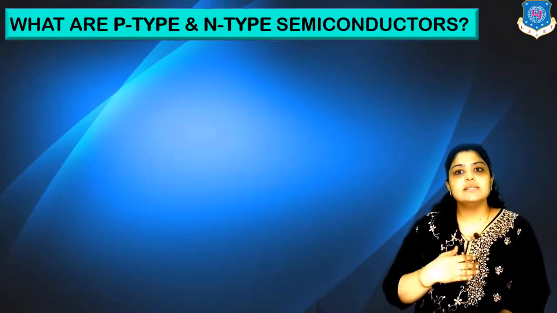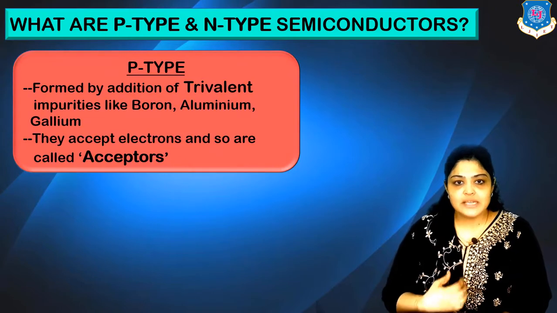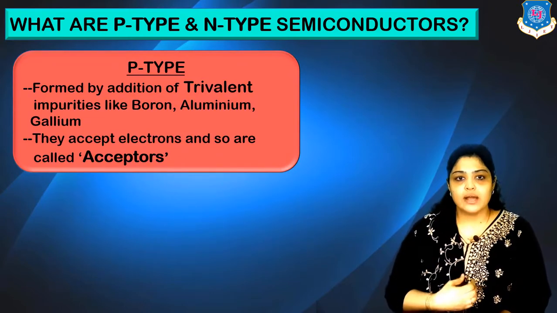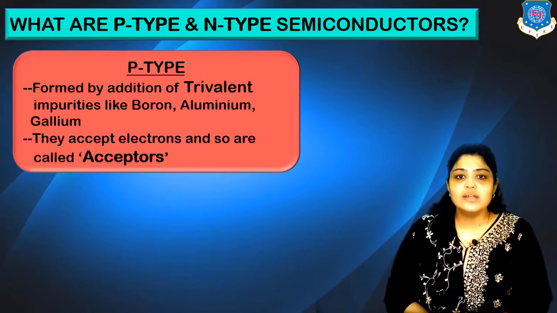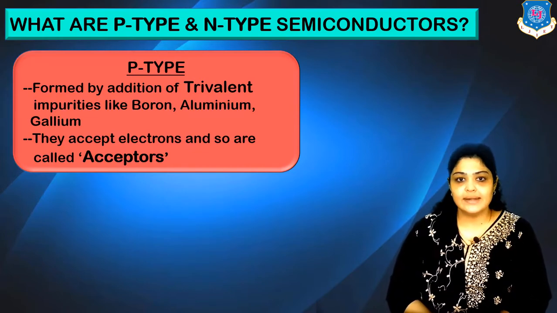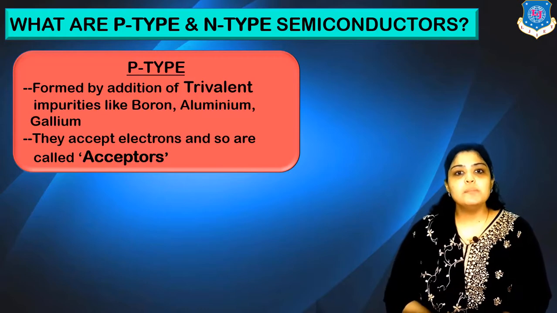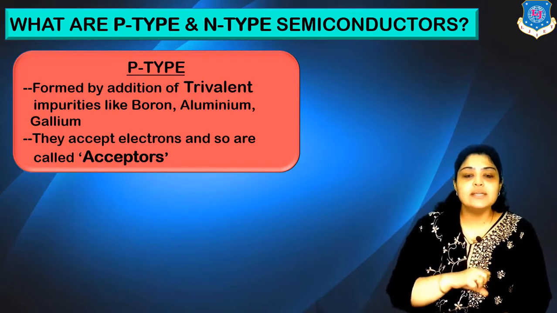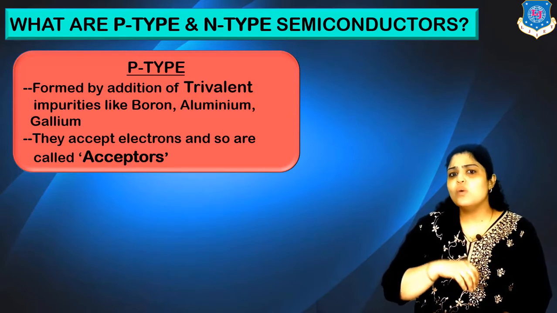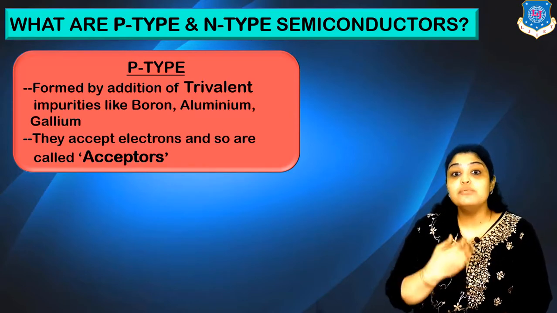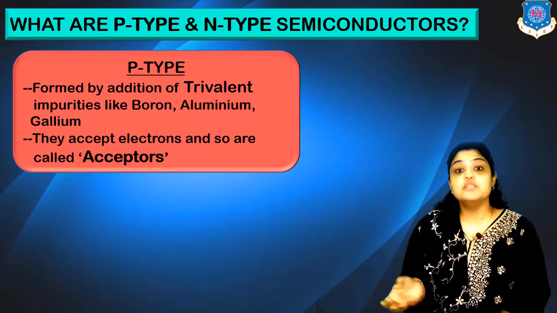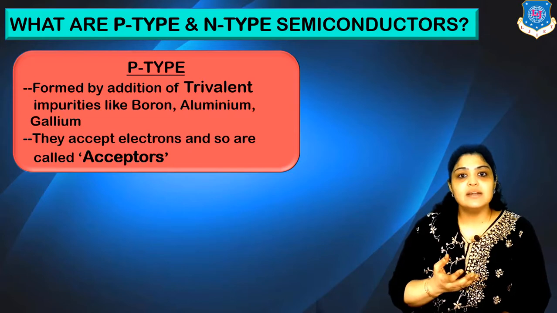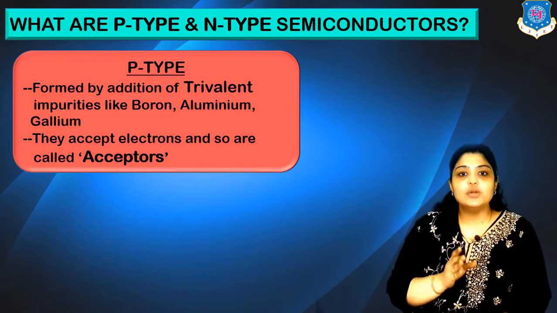Now let us discuss what are p-type and n-type semiconductors. Before we move on to the energy band diagrams, it's important to understand what is a p-type material and what is an n-type material. So if I talk about a p-type material, it is formed if I add trivalent impurities to my semiconductor. Now why is the need of adding impurities to semiconductor? Why do we purposefully make it impure? It's to increase the conductivity of semiconductors that impurities are added to it.